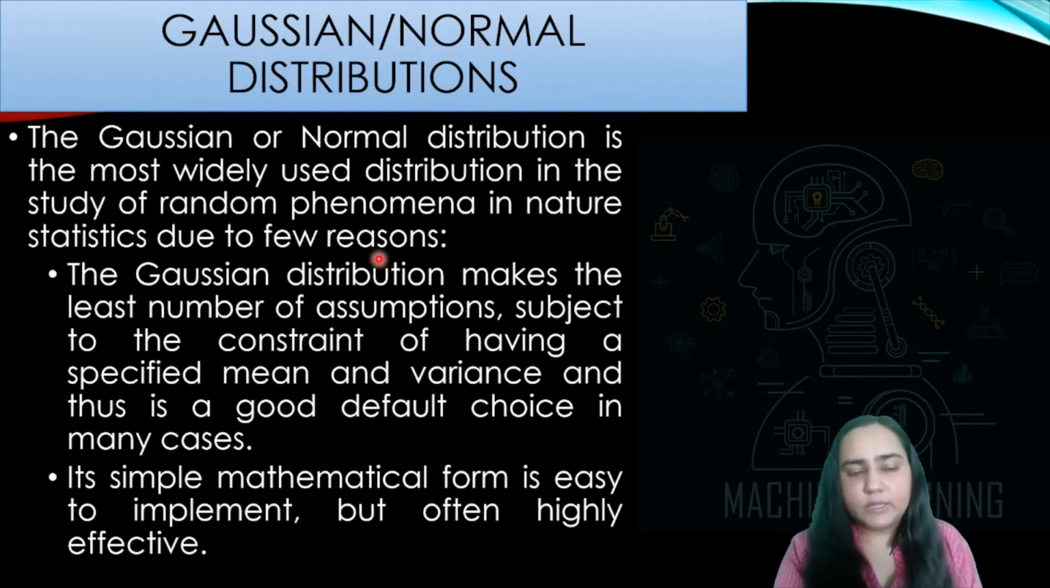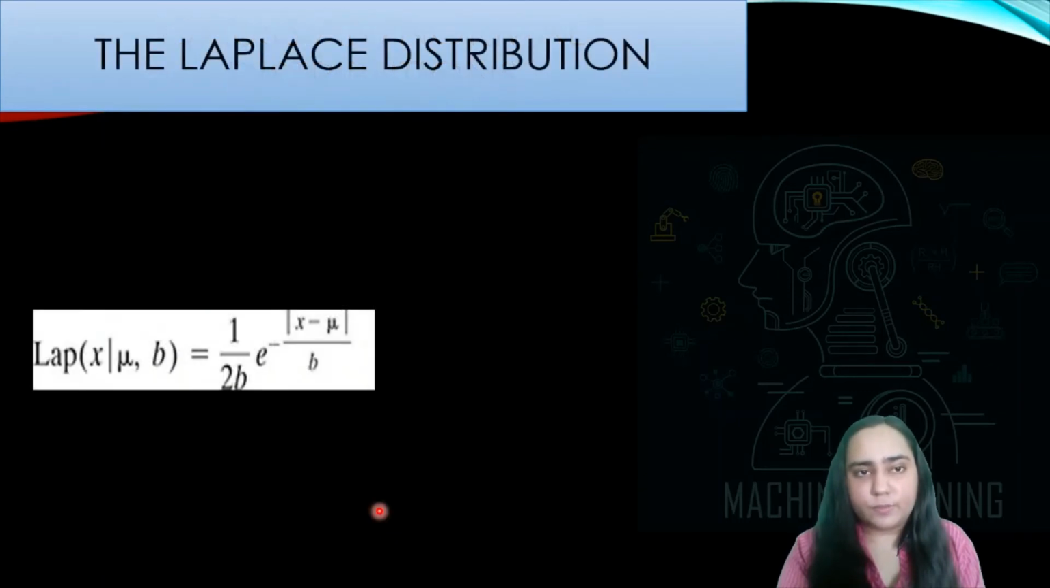Another reason is that the Gaussian distribution makes the least number of assumptions subject to the constraint of having a specified mean and variance. So it is a very good default choice in many cases. If you do not know which distribution it is, you can choose this as a default choice because it has a specific mean and variance. It also has a very simple mathematical form, is very easy to implement, and is often highly effective. So that's another reason to choose a normal distribution.